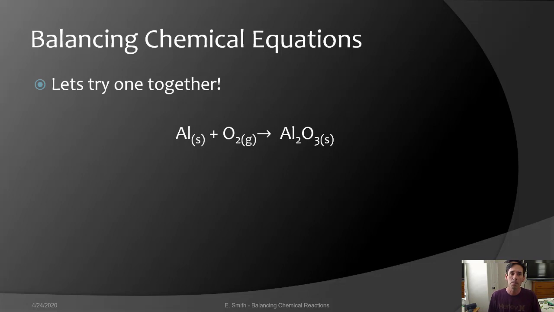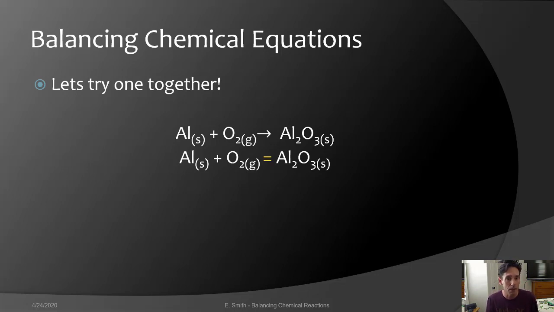I've got aluminum reacting with oxygen to form a substance called aluminum oxide. Aluminum's a metal, oxygen is a nonmetal. So I know that when I take a metal, which has a very low electronegativity, and a nonmetal, which has a very high electronegativity, the oxygen is literally going to steal the electrons from the aluminum, forming an ionic compound. And that's what we have here. Again, I want you to think of that arrow as an equal sign.